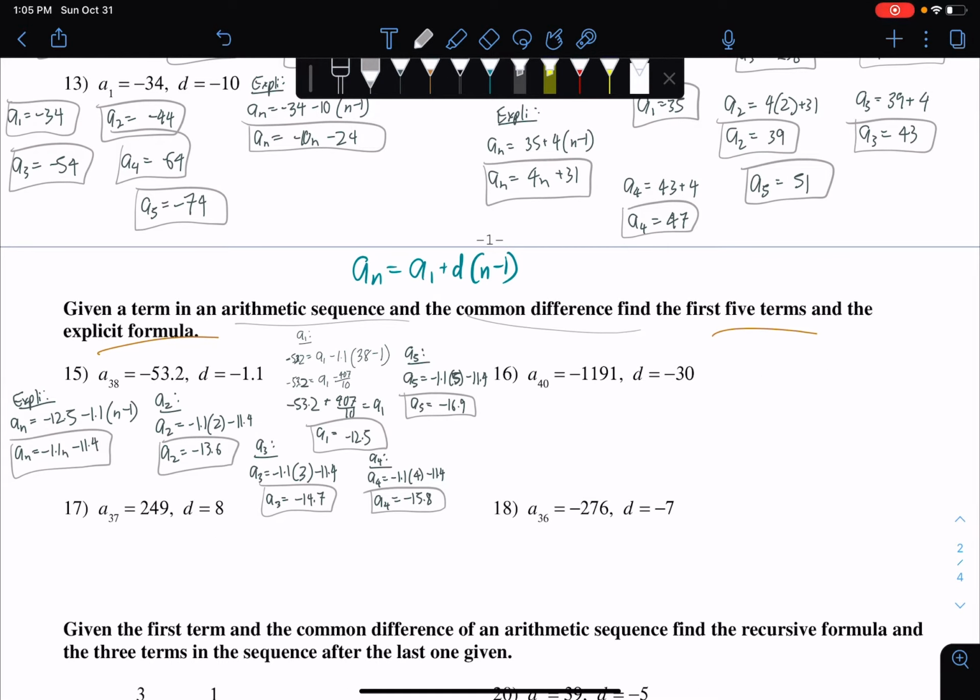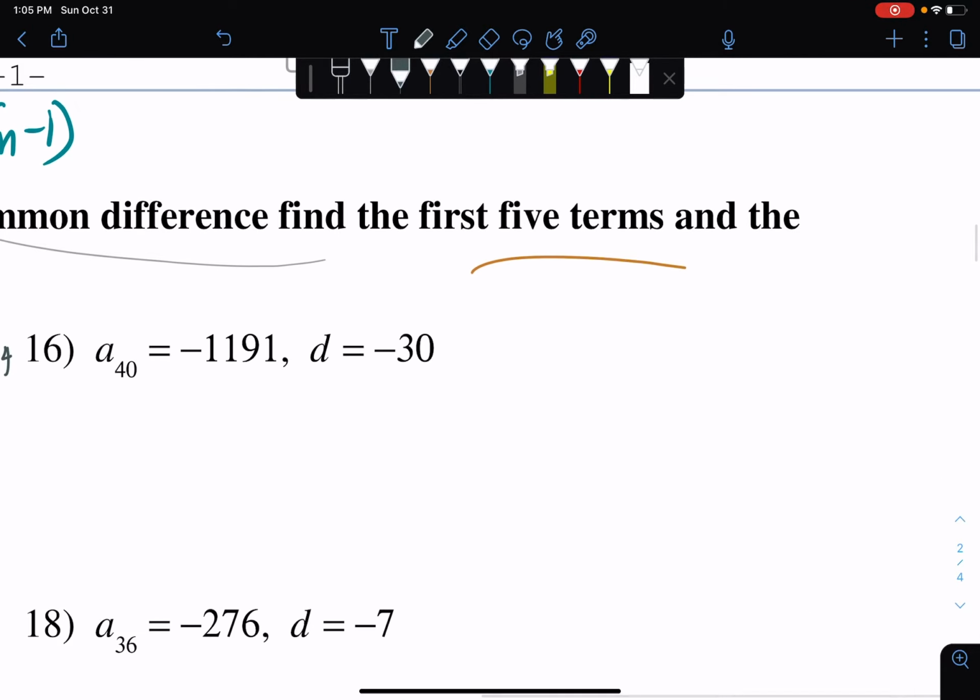Alright, we finished number 15. Let's move on to 16. A sub 40, find explicit. Let's find a sub 1. A sub 40, which is negative 1191, is equal to a sub 1 minus 30, which is the common difference, times the quantity 40 minus 1. So, negative 30 times 39, we get negative 1170.